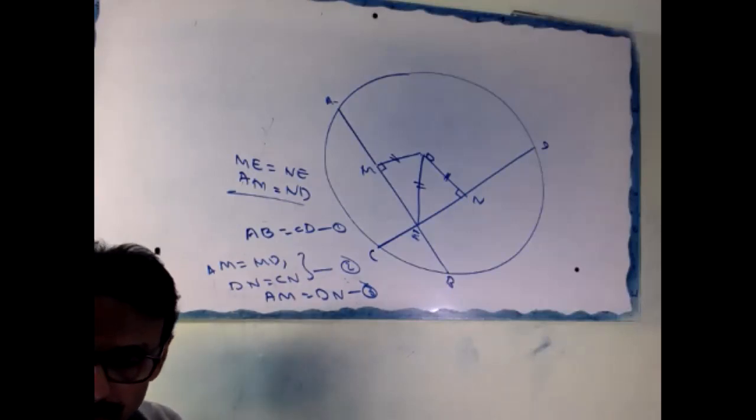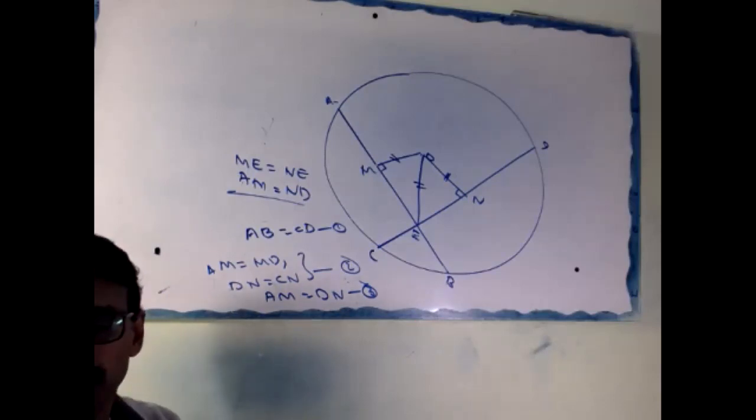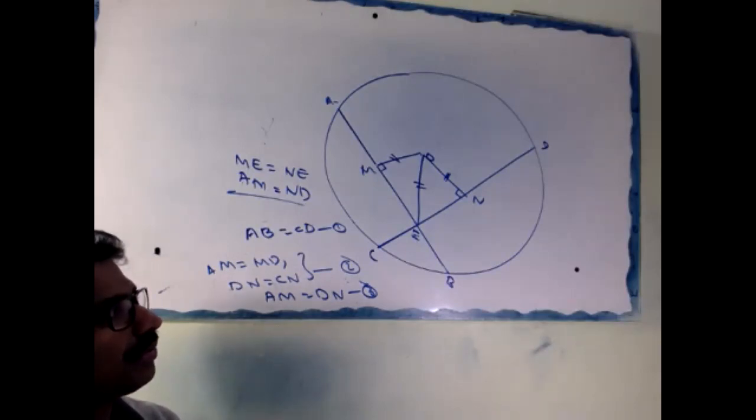After that, we already have AB equal to CD, but we proved AE equal to DE. Subtracting, we get EB equal to CE.